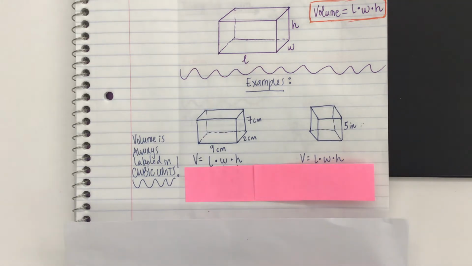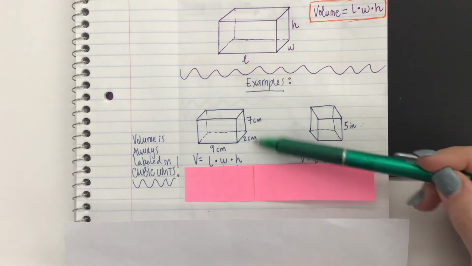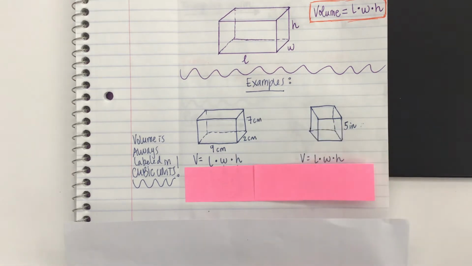So here we have our first rectangular prism. Our length is 9 centimeters, our width is 2 centimeters, and our height is 7 centimeters. Another thing that I needed to mention is volume is always labeled in cubic units, whereas when you were doing area of 2D shapes, your area was labeled in square units. And now volume, because it is a 3D object, is labeled in cubic units, the little tiny 3.